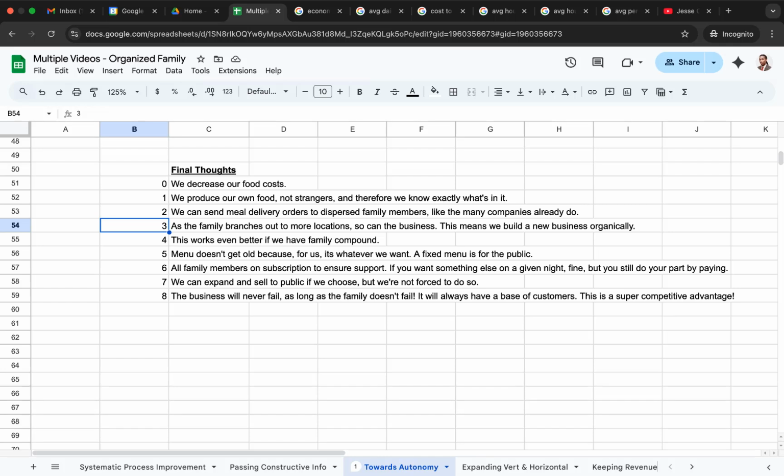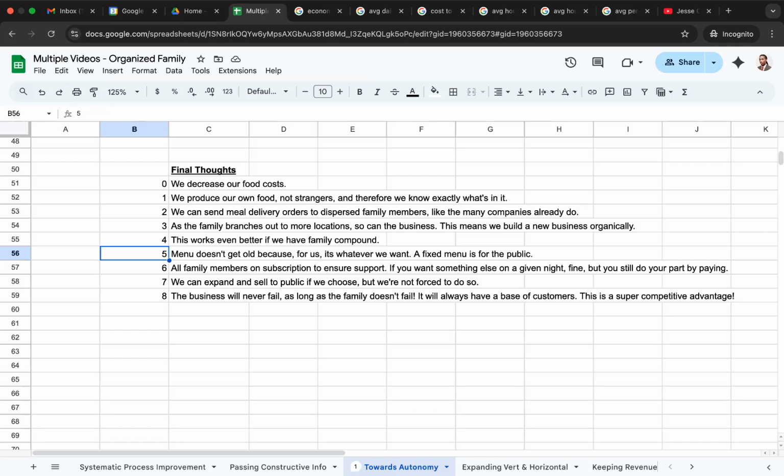So as the family branches out to more cities, the business also branches out to more cities. Number 4 here, this works even better if we have a family compound. If everybody's already living in the exact same place, it's just another advantage of the geographic closeness. If the family is not only living in the same city or the same area, but they're also living on the same compound, then this becomes much easier to provide the meals for everybody in a very efficient way.